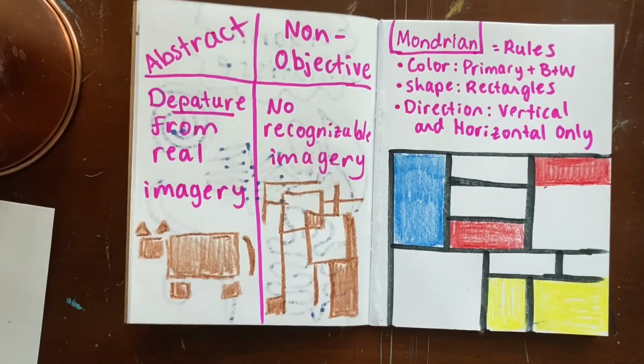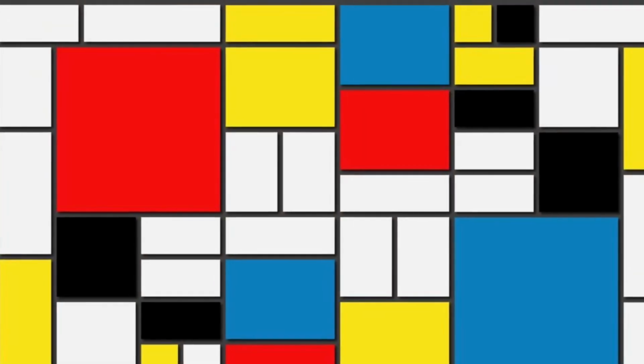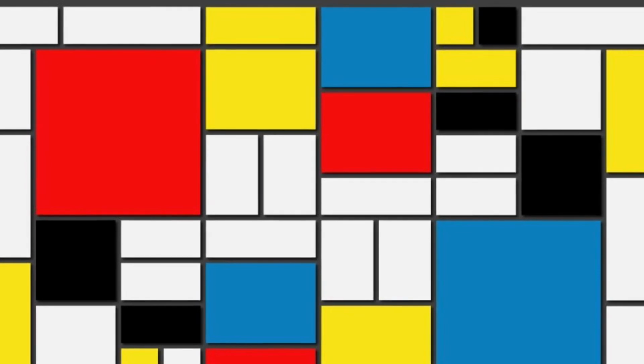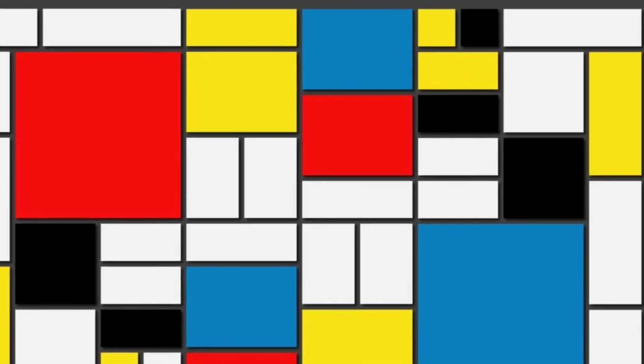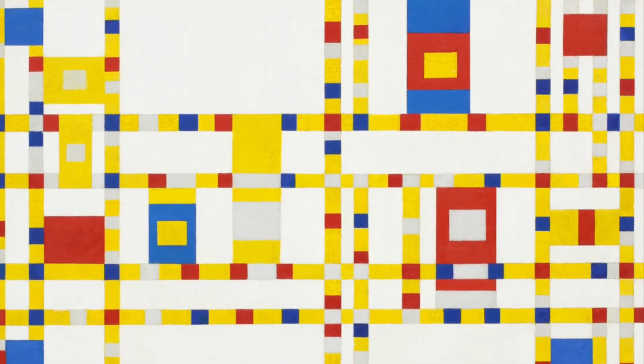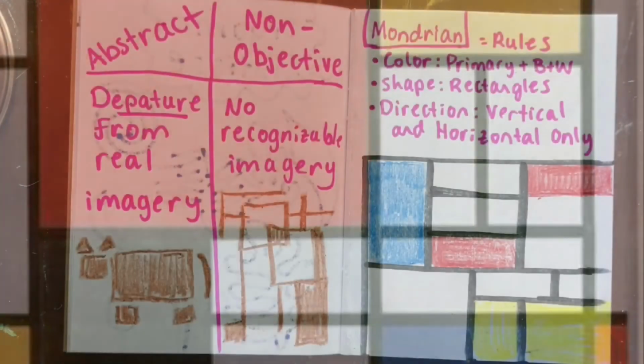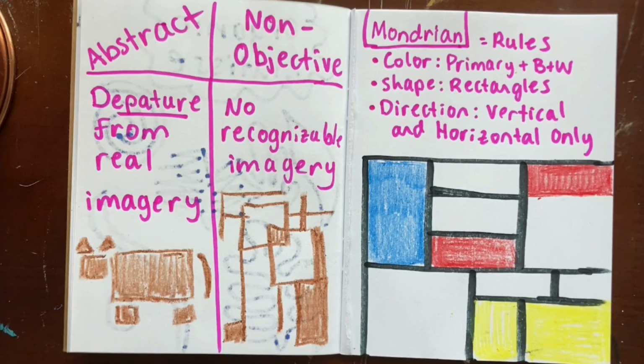All right, let's look at a few of his artworks and see how they follow the rules. Horizontal and vertical only. Primary colors, black and white only. But different arrangements, different combinations, and sometimes not all of the rules, but some of them. And that's how you know these are a Piet Mondrian original artwork.